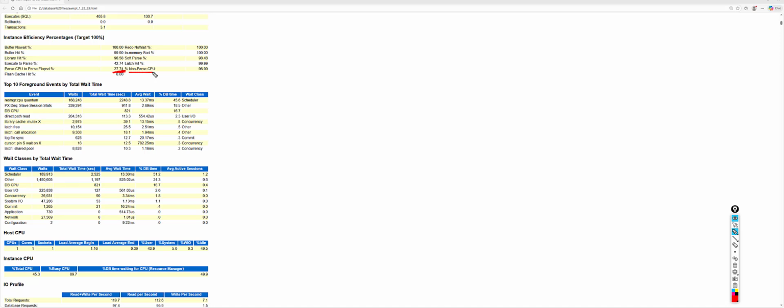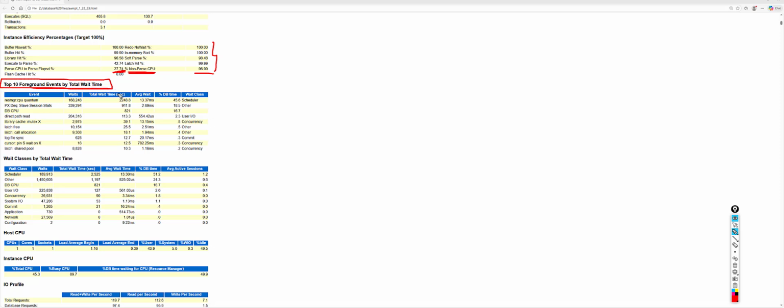You can even confirm it from non-parse CPU. If non-parse CPU is also high, then the database is utilizing CPU for something else as well, not only for parsing. And if others are high, that's fine.